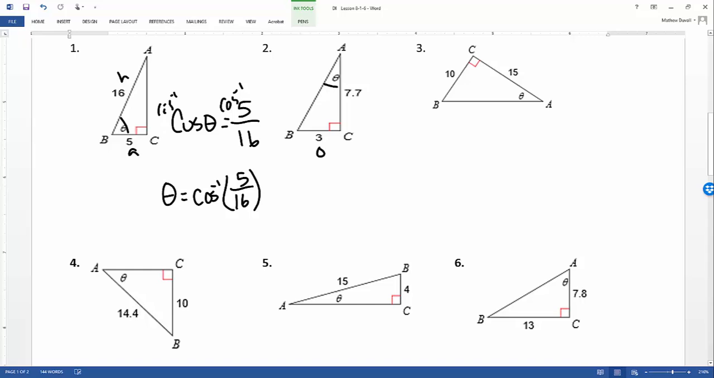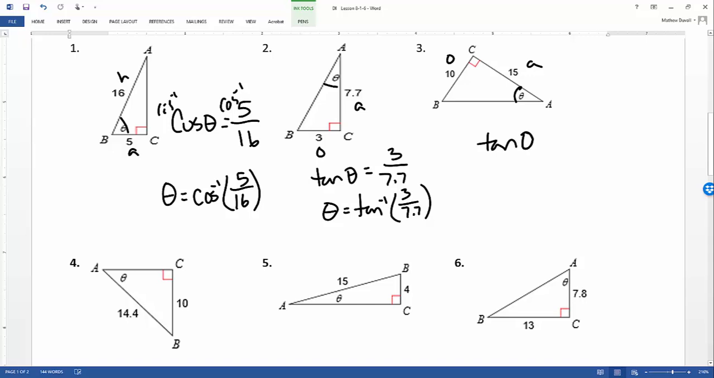And we have theta here. We have opposite and we have adjacent. So we have tangent of theta equals opposite over adjacent. Again, tangent inverse to both sides. You enter that in your calculator. From here, we have opposite and we have adjacent, so that's going to be tangent again. Tangent inverse to both sides.